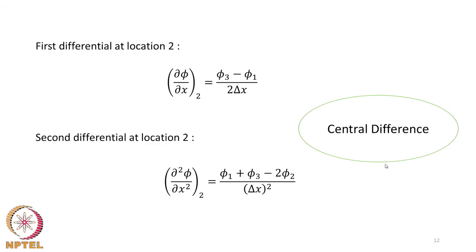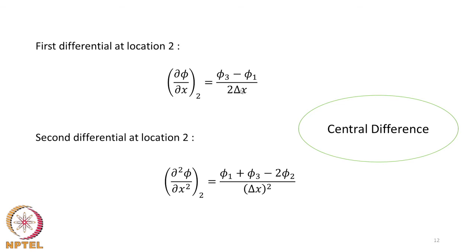Now, once you have these two equations, then you can add them and subtract them to get different terms, and that is how we have written the slope and the slope of the slope, namely ∂phi/∂x and ∂²phi/∂x² evaluated at the location 2 as a function of the value of the parameter phi at the neighboring locations. And this is the same as the central difference method, and you can see that the slope is given by phi 3 minus phi 1 by 2 times delta x.